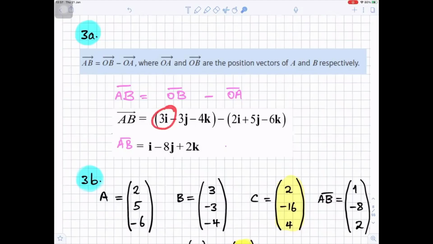So 3i minus 2i gives you i. Minus 3j minus 5j gives you minus 8j. And minus 4k minus minus 6k gives you plus 2: minus 4 minus minus 6 becomes a plus, it becomes 6 minus 4. It gives you 2k.